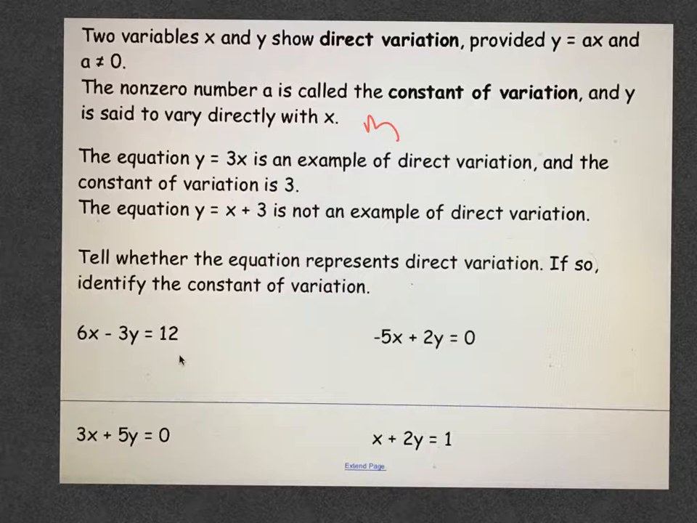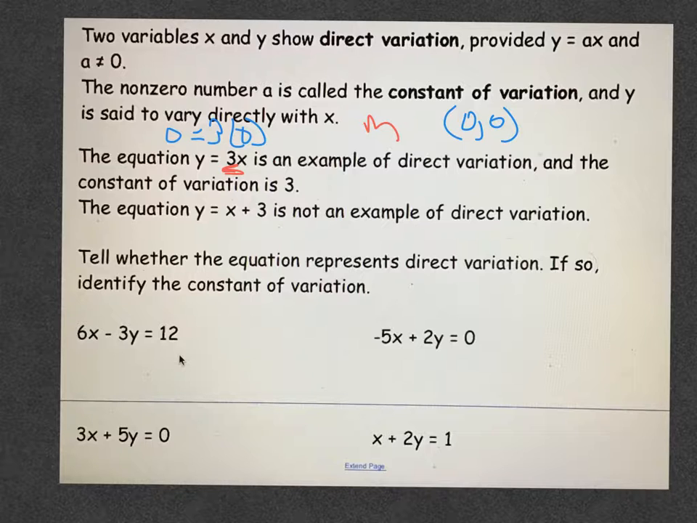The equation y equals 3x is an example of direct variation, and the constant of variation is 3. Because again, the number in front there is the slope. It's also the constant of variation. So those two things are the same. One thing to know is that always in a direct variation equation, 0, 0 is going to be a point. So that works for this equation here because when you plug in, 0 is equal to 3 times 0. So that does work.